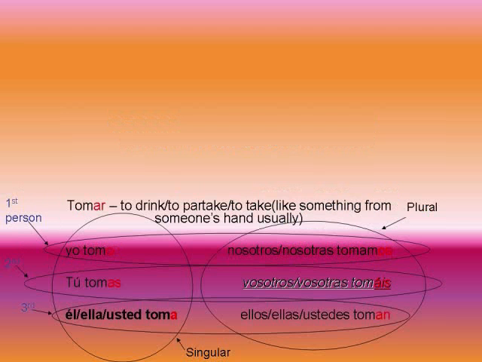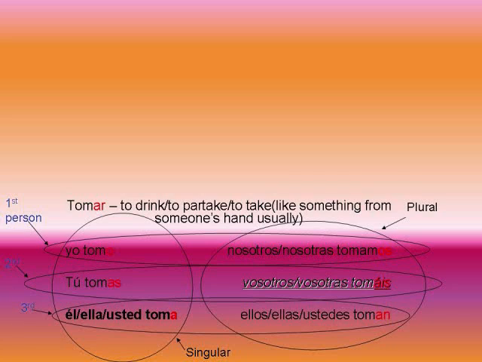I made this chart to show the first person singular and plural, the second person singular and plural, and the third person singular and plural. For instance, yo tomo is in the first person and it is singular. Another example, ellos, ellas, ustedes toman is in the third person and it is plural.